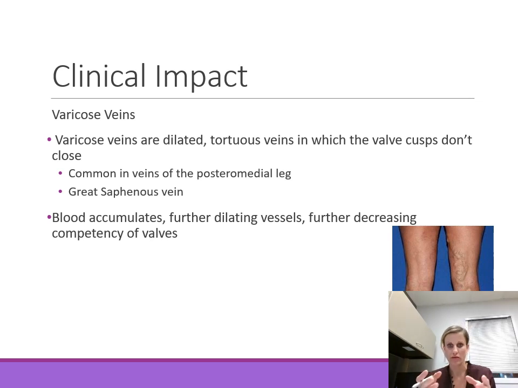And if the vessels get dilated at all, or they have an odd shape, the cusps of the valve don't fit together well anymore. So they don't serve their purpose any longer. And that creates these varicose veins, which you see in this picture here. They're common in the veins of the posterior medial leg. The great saphenous vein is a very common site for varicose veins to develop.